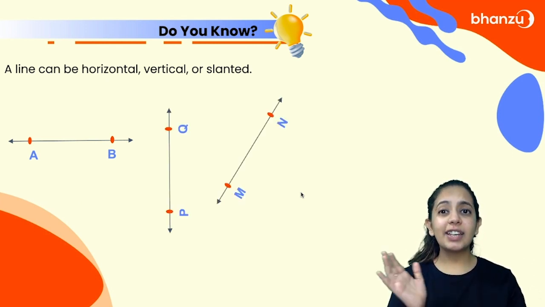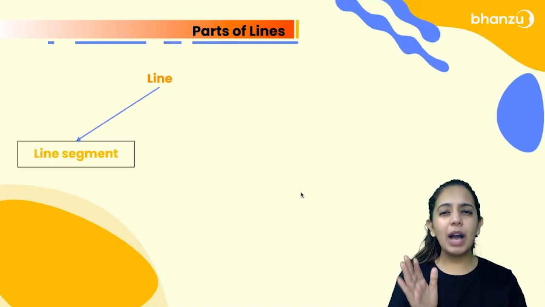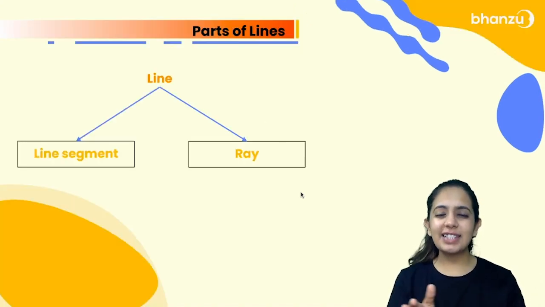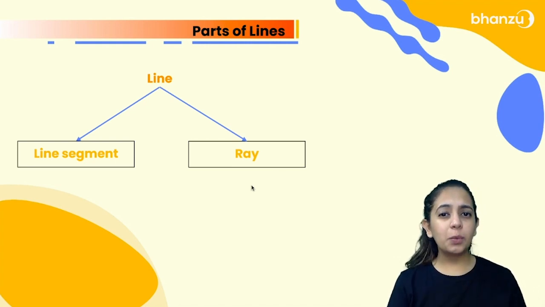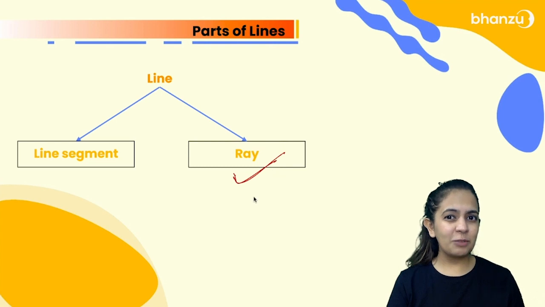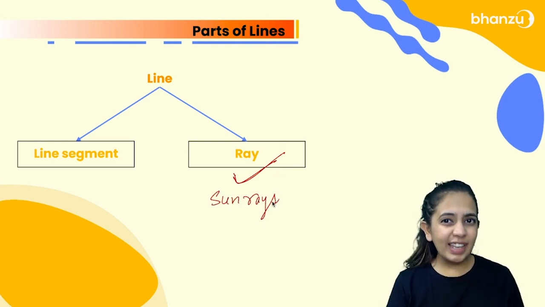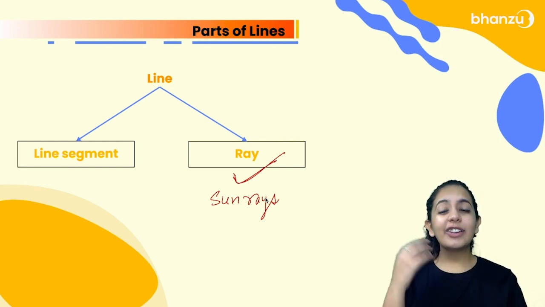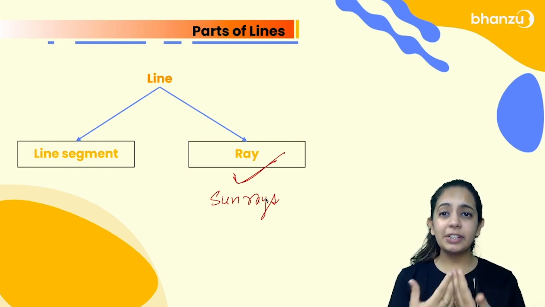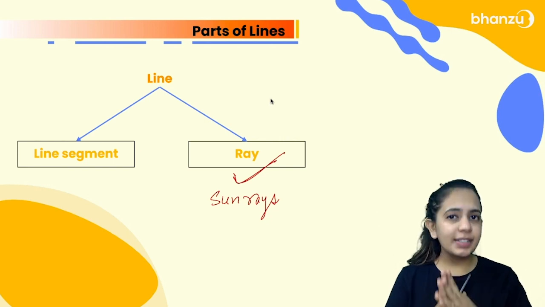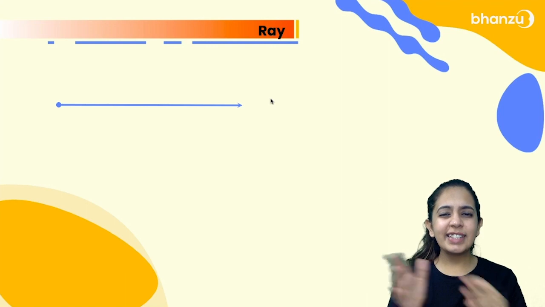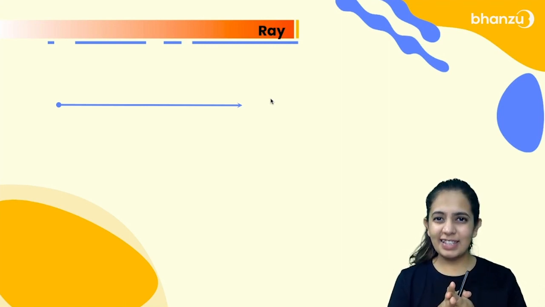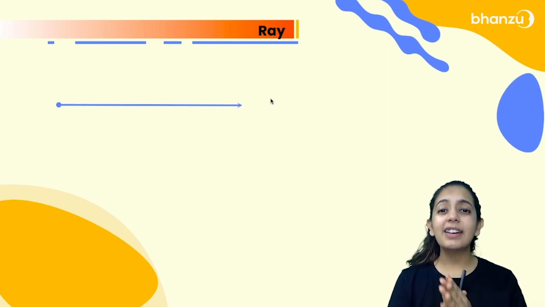Now moving on to another topic, that is parts of lines. So the parts of lines are line segments and ray. Have you ever heard of the word ray before? I guess you might have in sun rays, light rays. Okay, so rays are nothing but a part of line. That is, what if I cut a line from one end point and don't do anything to the other end point? It will look something like this, right? And this, my dear, over here is a ray.